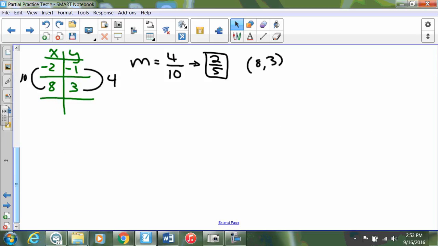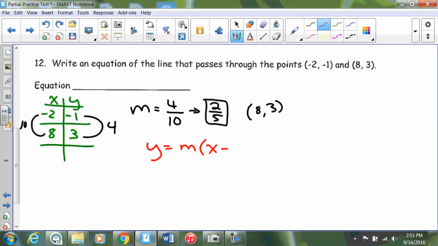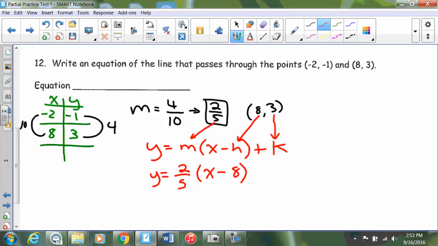And let's extend the page a little bit. All right, so you know what we're going to write. The long formula. And we're going to start plugging things in. So y equals, we see our m, we're going to plug in 2/5. We have x minus, and then h is going to be our 8. And we have a plus k, so it's a plus 3. So we'll go ahead and distribute.